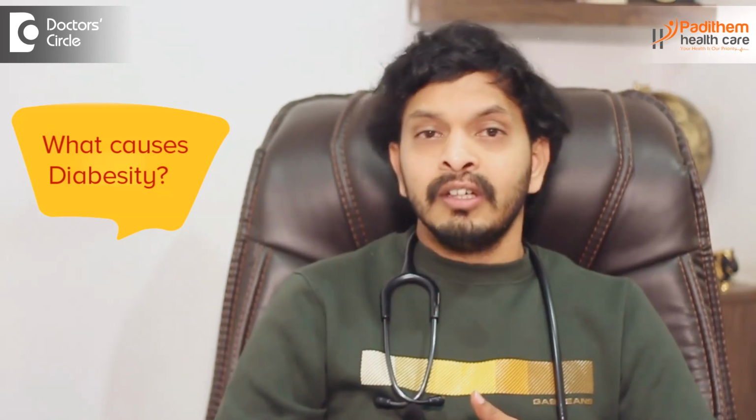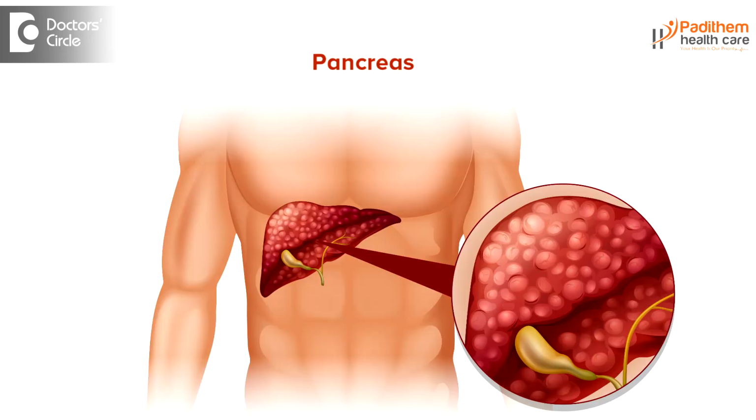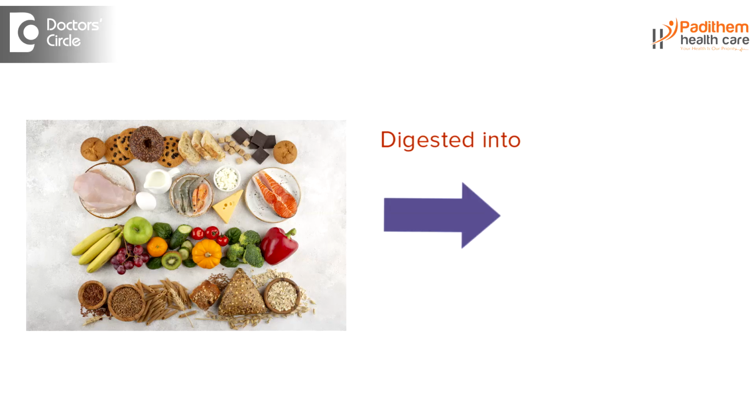What causes this diabesity? One of the most important causes is insulin resistance. So what is insulin and what is resistance? Insulin is mainly produced by beta cells in your pancreas. The pancreas is an organ present in your abdomen, which mainly helps in producing insulin. Whatever food you eat, the carbohydrates get digested into glucose. The glucose is absorbed or metabolized by insulin. When insulin is deficient due to certain reasons, that is called insulin deficiency.